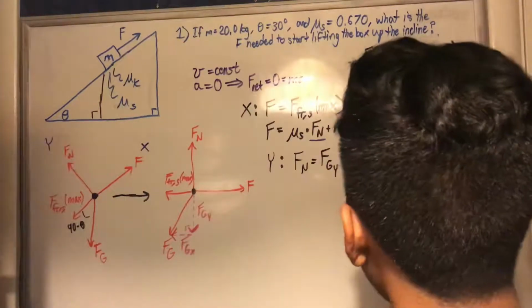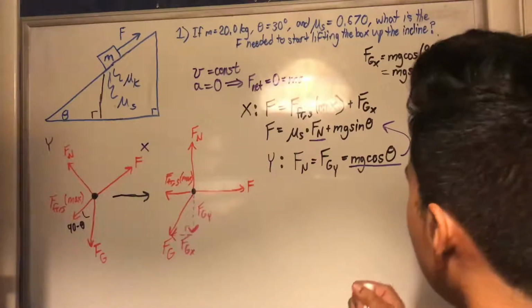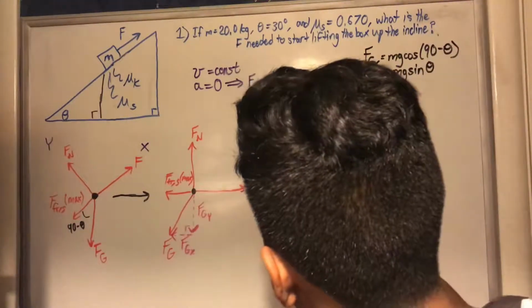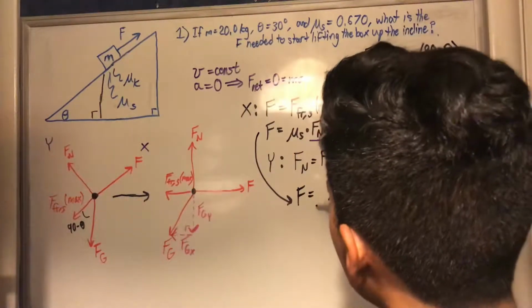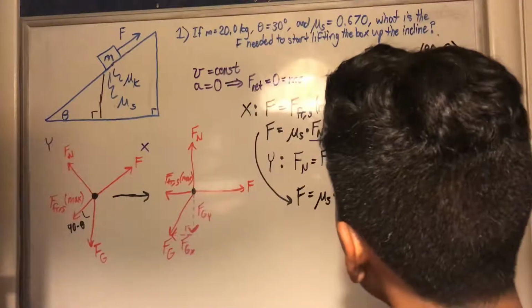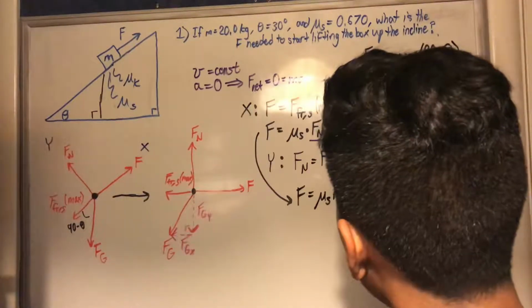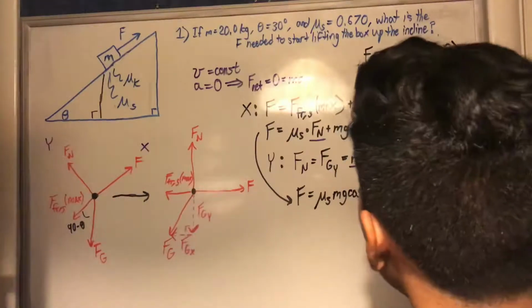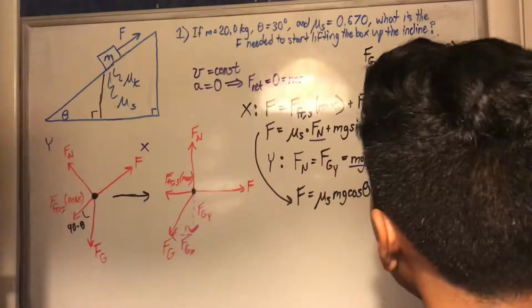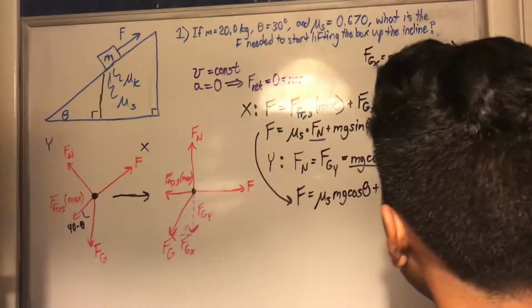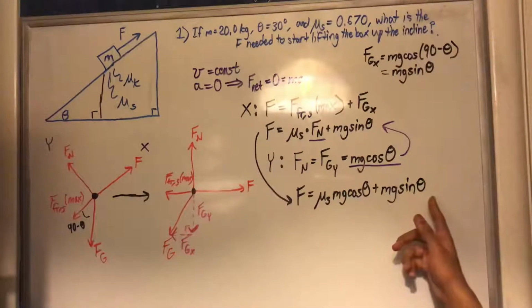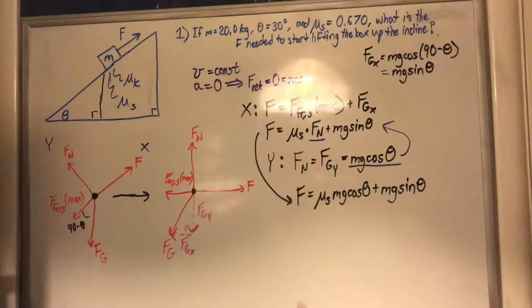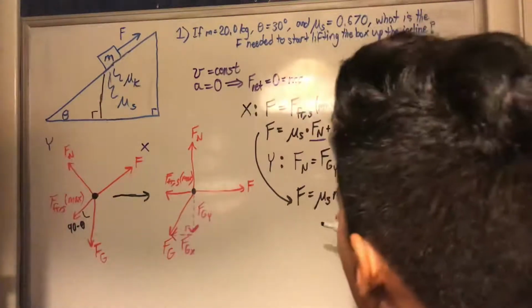So plugging it back into our original equation, we can plug that back in. And now we have that the force is equal to mu s times mg cosine theta, that normal force, plus mg sine theta. Now we know all of these, and we're directly solving for f, so we can just plug in all of our numbers now.